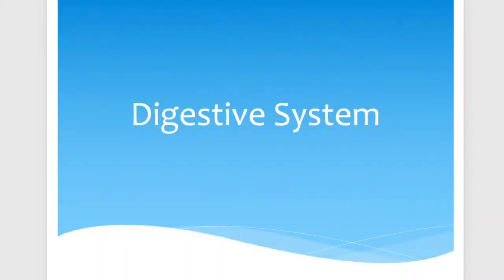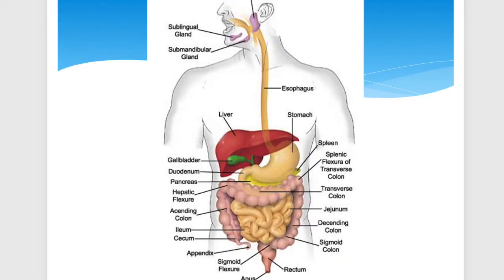Our next system that we will be covering is the digestive system. So here you can see basically all of the parts, for the most part, of the digestive system, all the organs. So we're going to talk about the functions of all of these and how they work together.